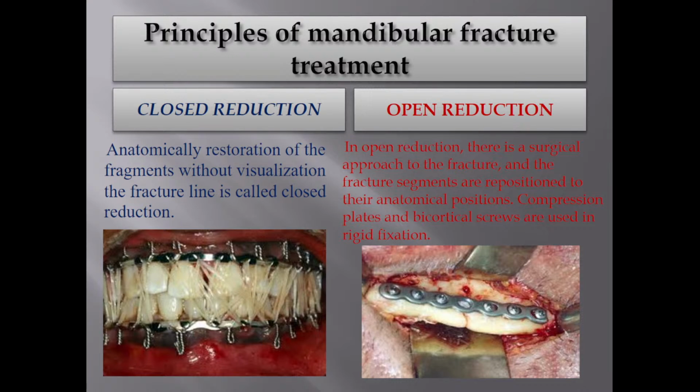In closed methods, arch bars are often used with ligature wires. The wire is passed through the interdental gap. One end of the wire is passed under the arch bar and the other is passed over the arch bar. With a fine tip tool, the wire is placed under the cingulum of the tooth and the wire is bent to secure the arch bar to the tooth.